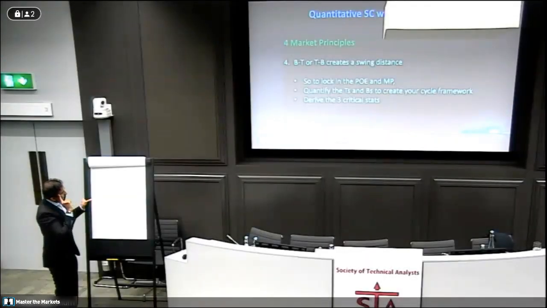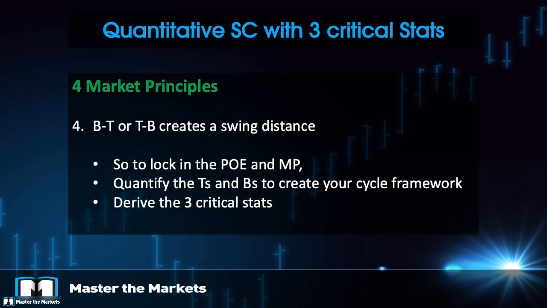But I just want to make sure you get clear before we go on to the next part, which is, we talked about point of entry and maximum point reached. To lock in those 2 points to find out my open profit, or what we call open equity, we have to now quantify what a bottom is and what a top is. Because once I quantify that, I will have my maximum point.